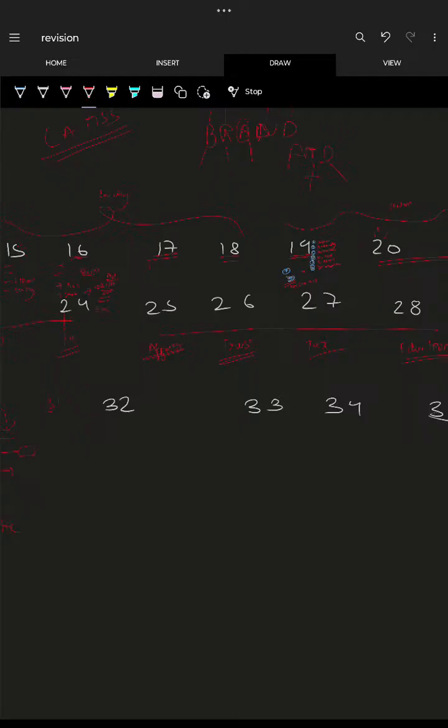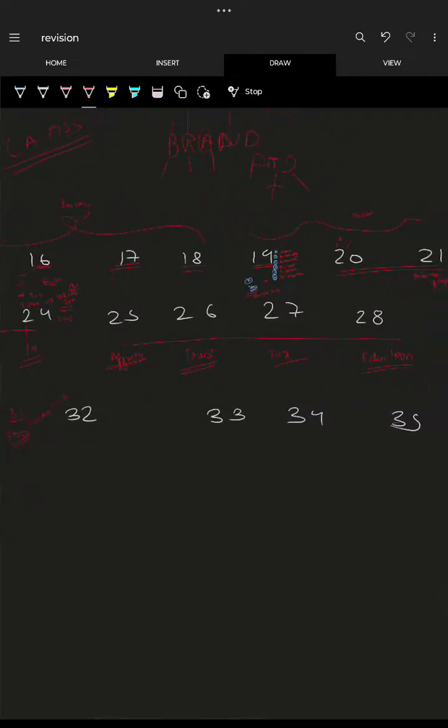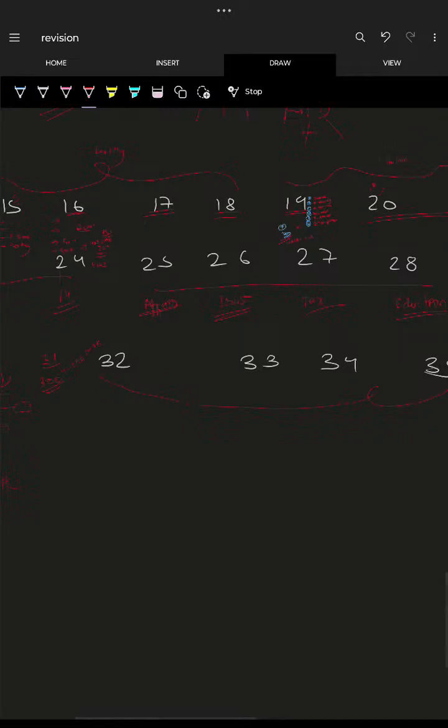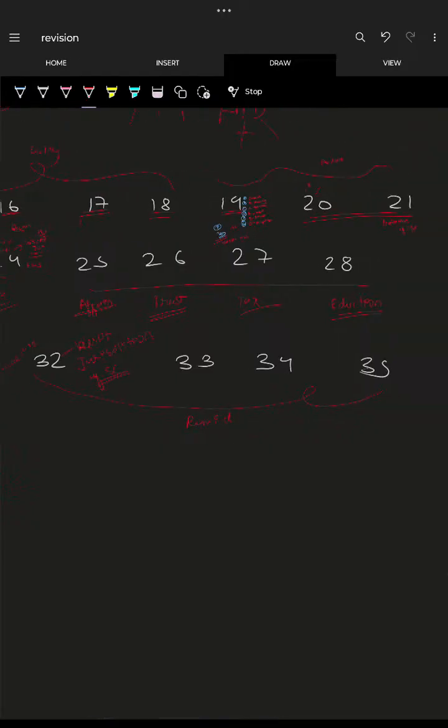Now 31 has gone to 300, by the 44th Amendment of 1978. Now 32 till 35 are your remedies. 32 is your writ jurisdiction of the Supreme Court.